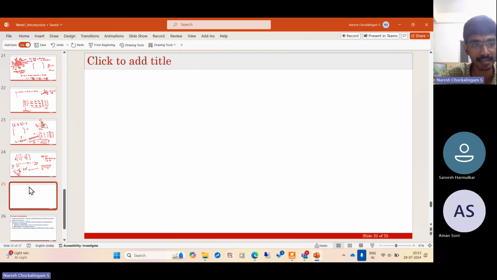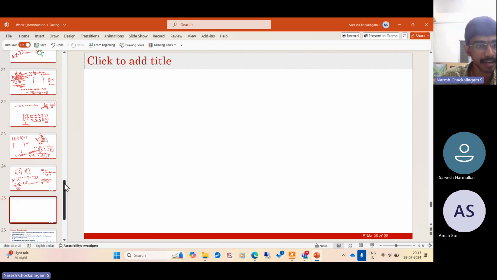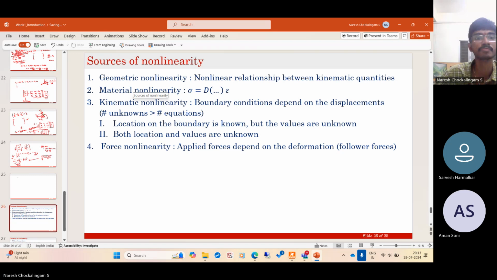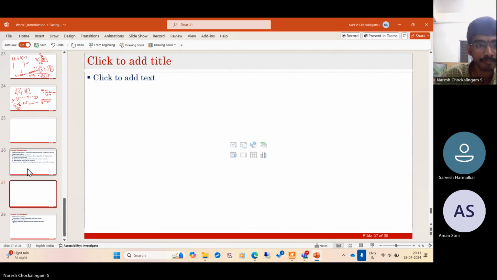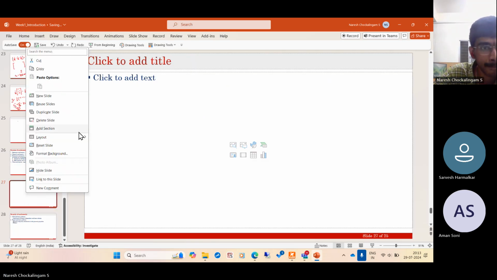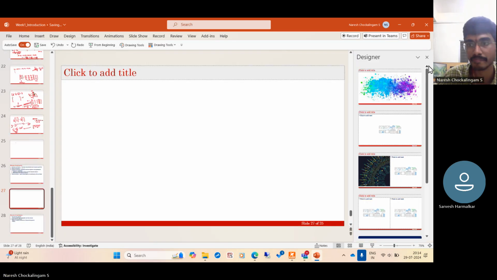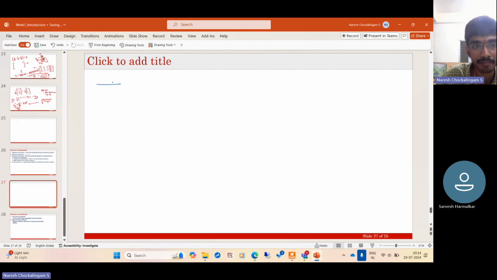I'll just clarify that question. We didn't get to that point, but I'll explain. So in a linear system, we saw that everything has to be linear, right? In a linear system, if you give inputs x1 and x2, you get f of x1 plus f of x2.